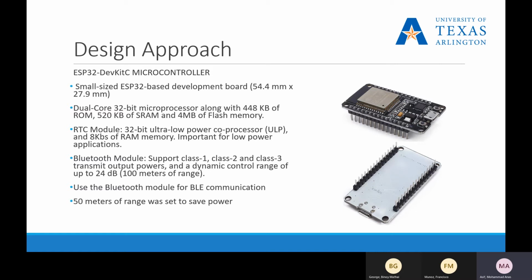The Bluetooth radio and baseband on the ESP32 support Class 1, Class 2, and Class 3 transmit output powers and a dynamic control range of up to 100 meters in an open field. We will be utilizing this Bluetooth module for BLE communication with the hub. However, the dynamic range we used was 50 meters on our ESP in order to conserve battery. This was more than enough as the requirement was only about 30 meters of range.